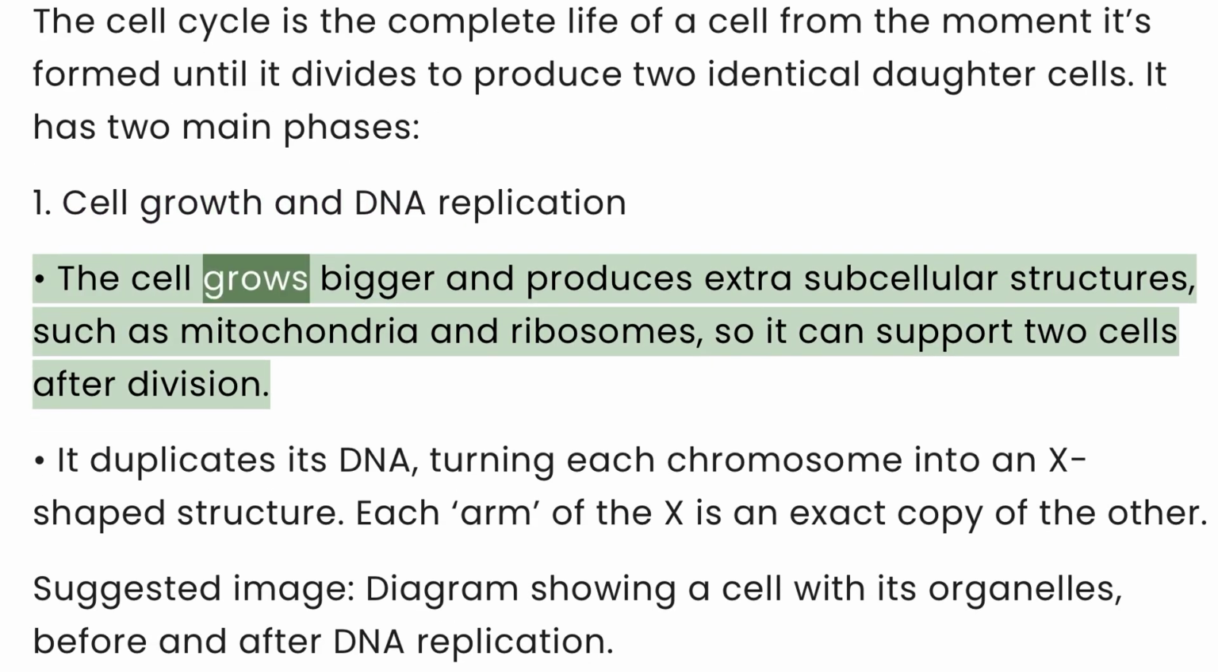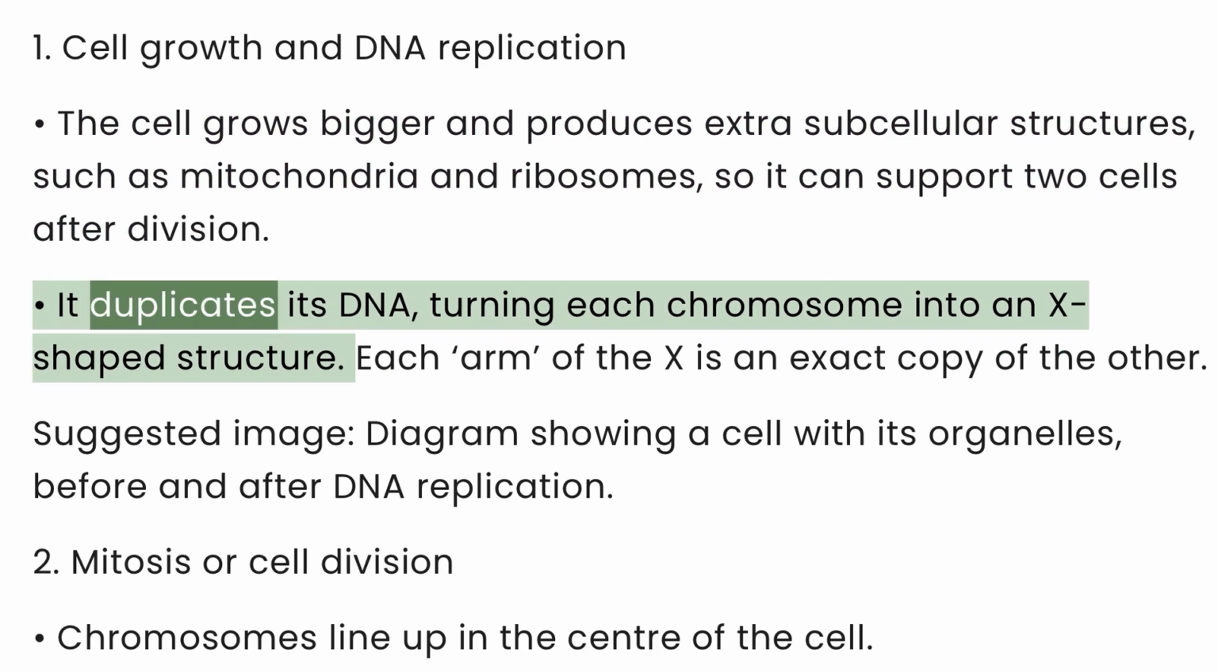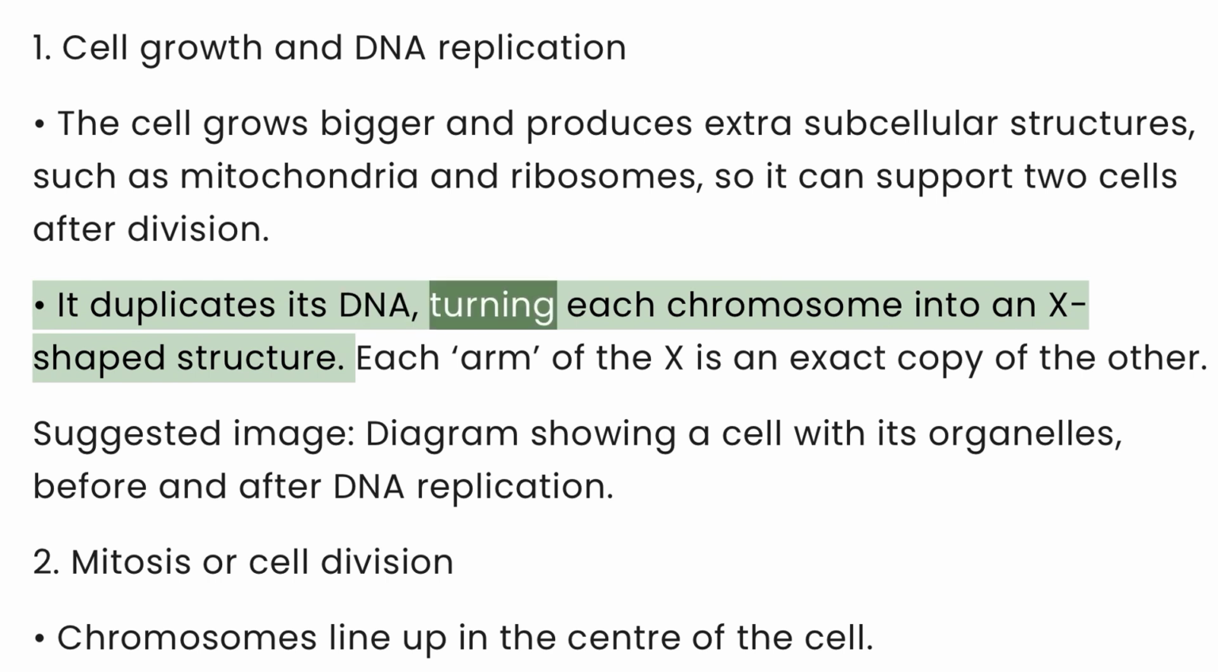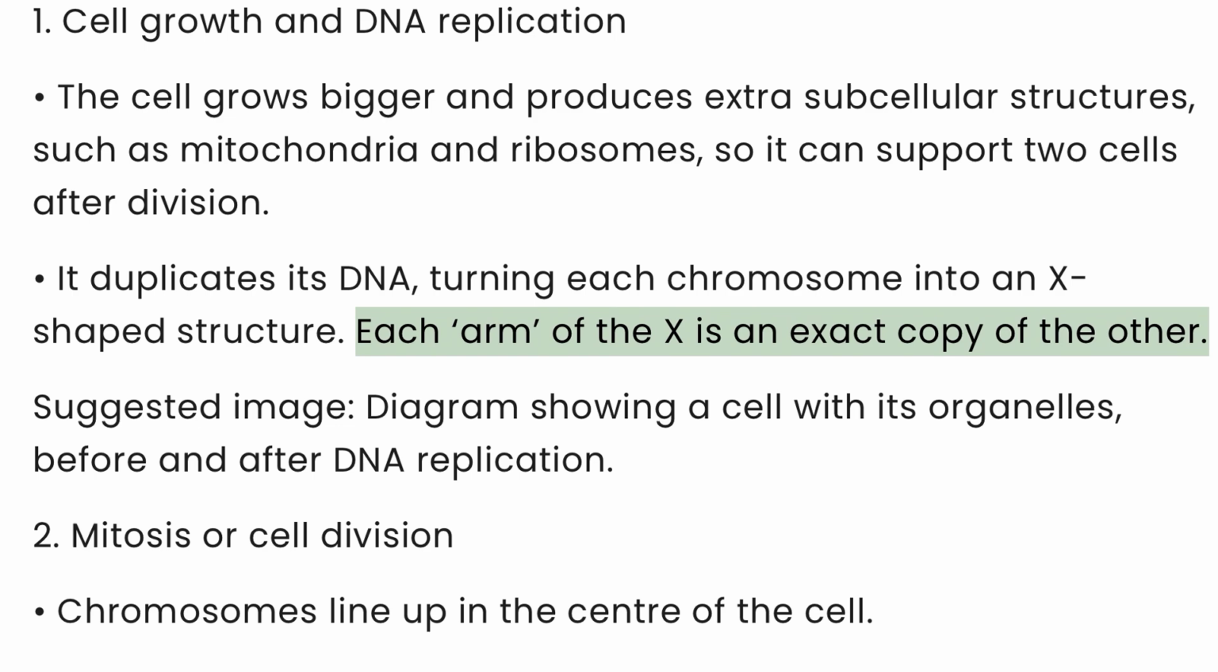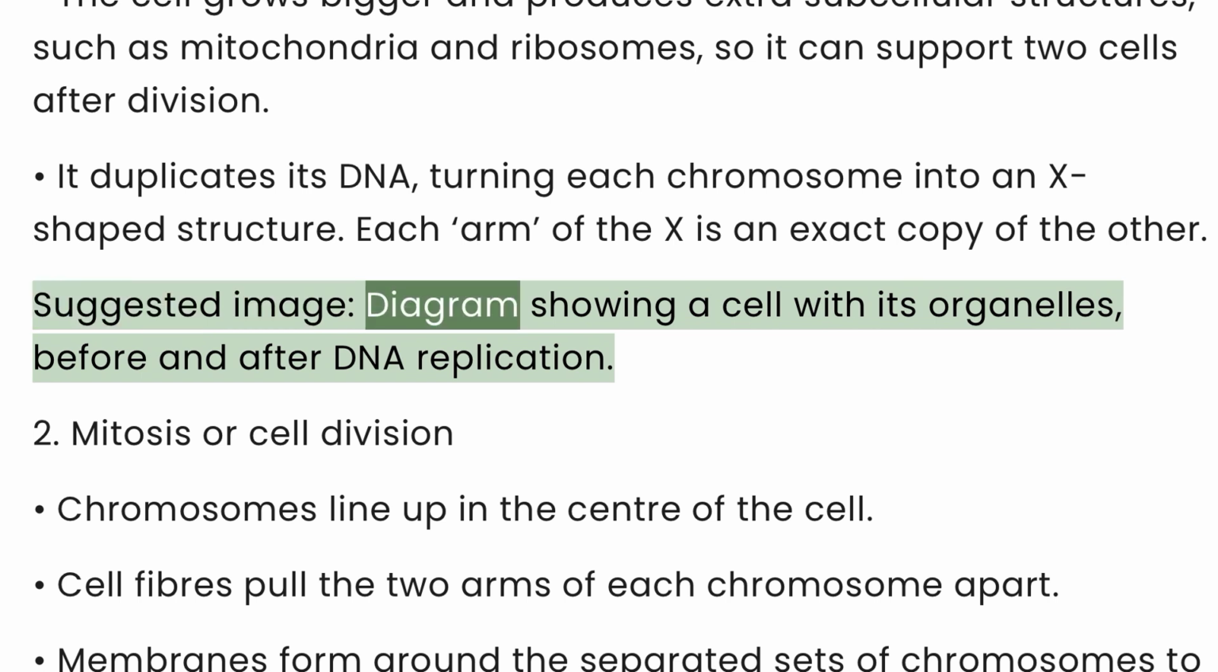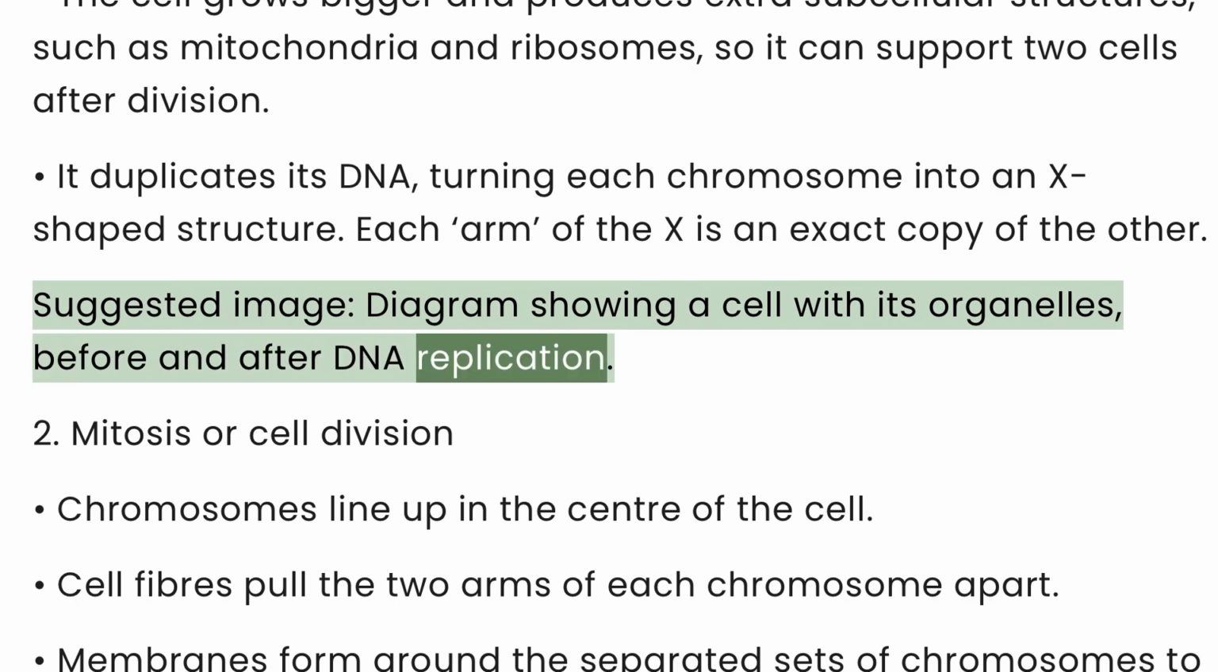The cell grows bigger and produces extra subcellular structures such as mitochondria and ribosomes so it can support two cells after division. It duplicates its DNA, turning each chromosome into an X-shaped structure. Each arm of the X is an exact copy of the other. Suggested image: diagram showing a cell with its organelles before and after DNA replication.